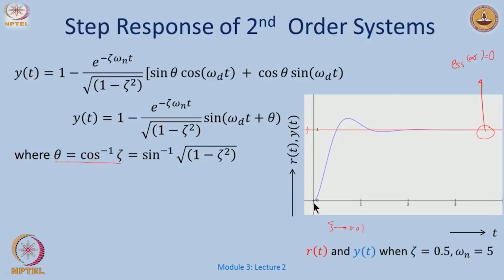And of course, as zeta goes very close to 1, then you will see that the oscillations are also minimal. Again, this omega d just sits here, the damped frequency of the system, and this is again because of zeta, right. The justification for why we introduced this term specifically and called it the damped frequency of the system is that this is the frequency of the signal in the presence of damping.